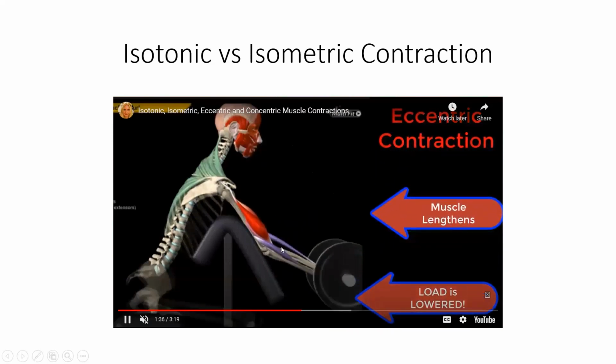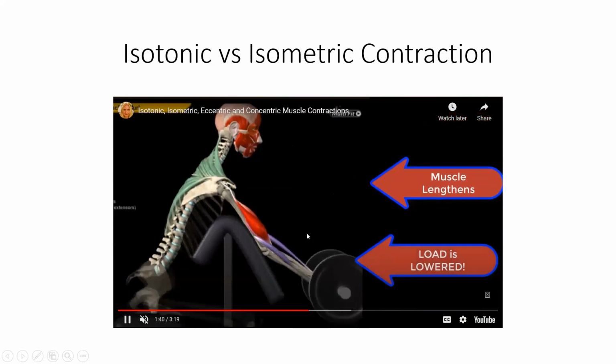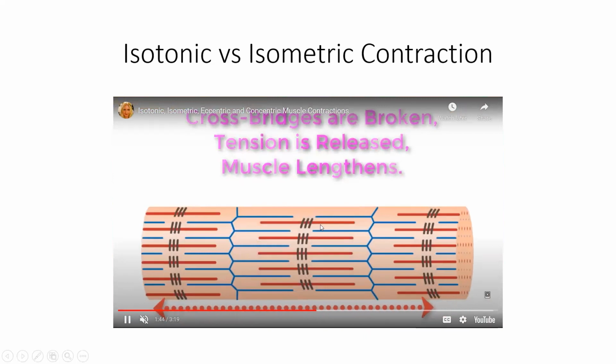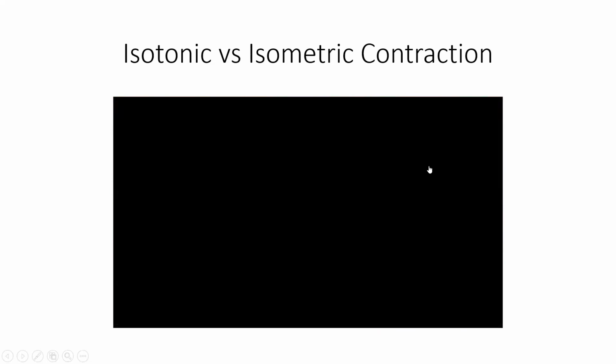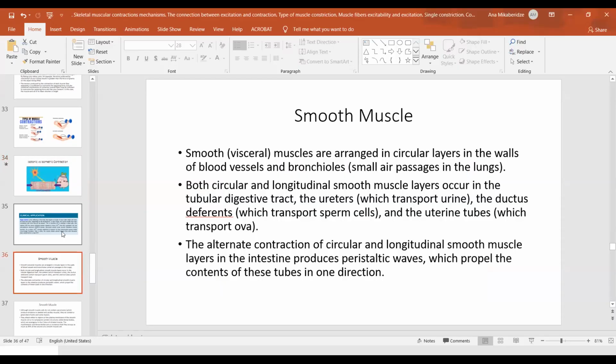Sometimes they become longer, sometimes they become shorter, according to extension and flexion, of course, but the tension is always produced. That's why it's called isotonic, yeah? Okay. Just a second, something is wrong with it.